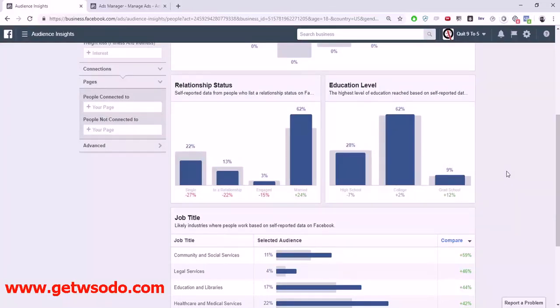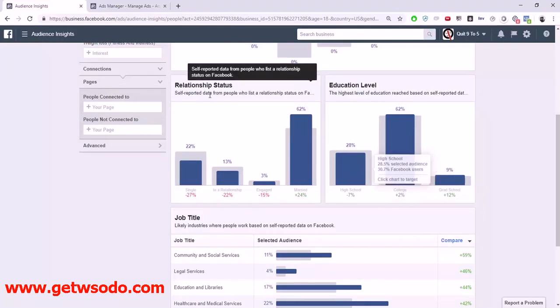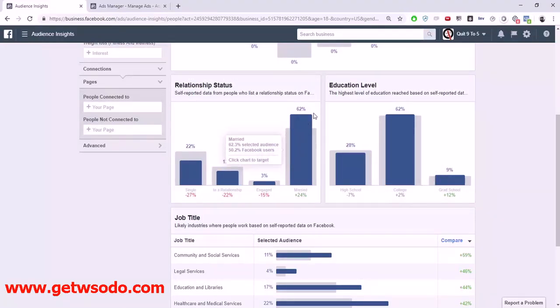Now, this stuff is just for doing some market research. This is not to be taken as gospel because people's statuses kind of just get left. So if your relationship status is married and then you got divorced, maybe some people just don't care about Facebook and they're not going to change it.